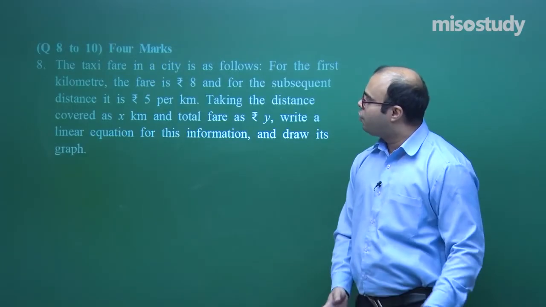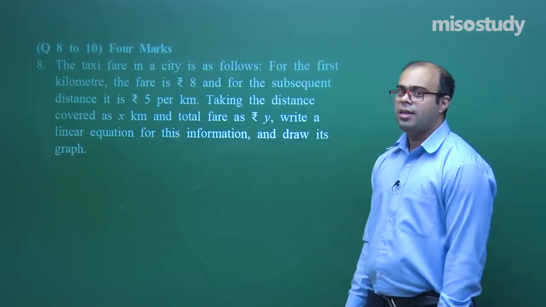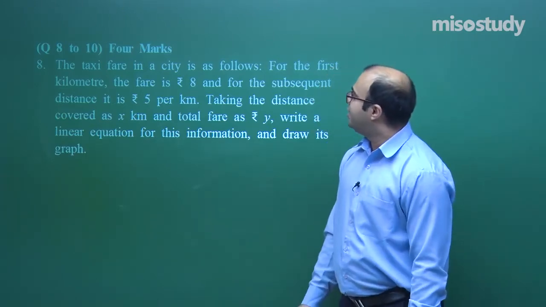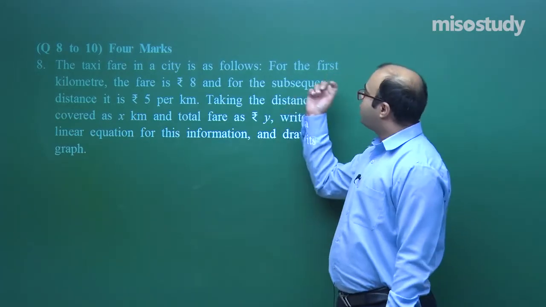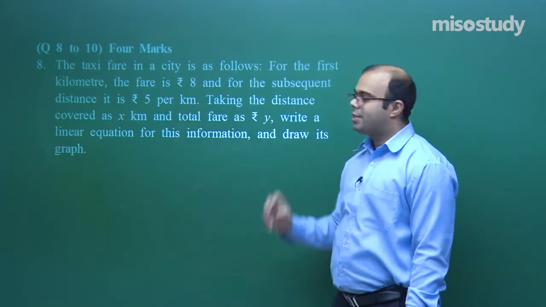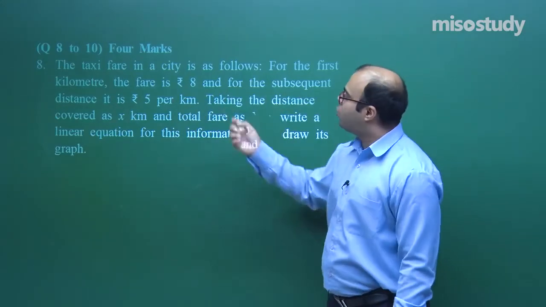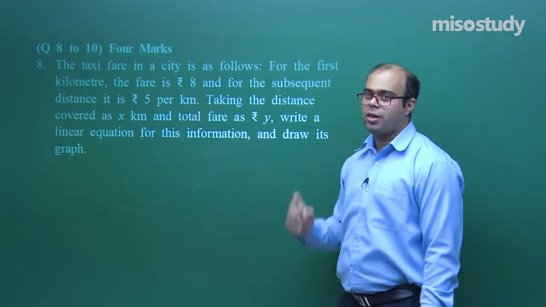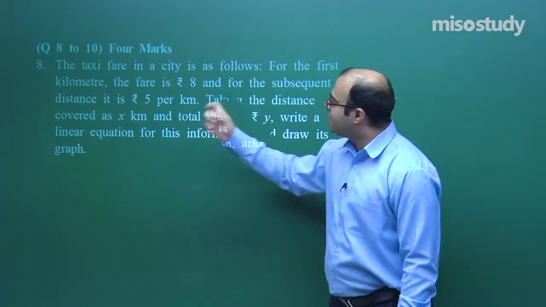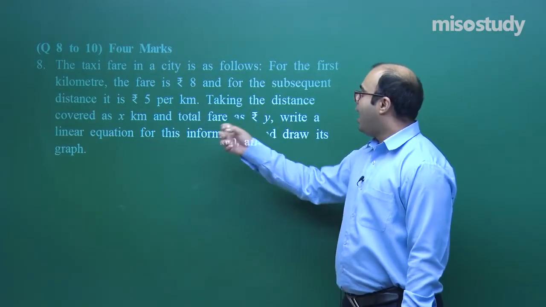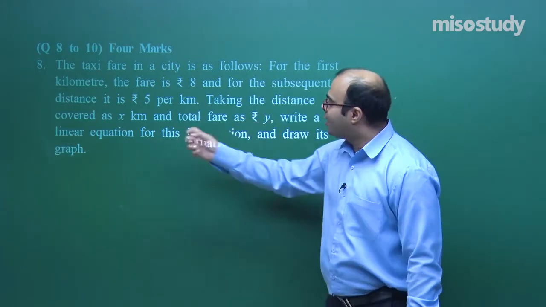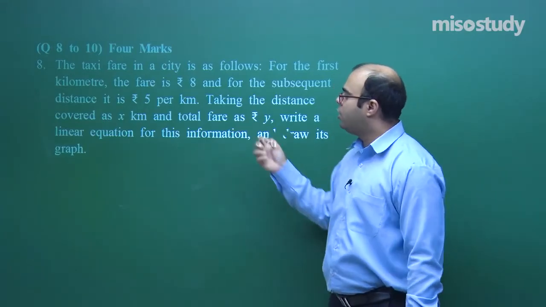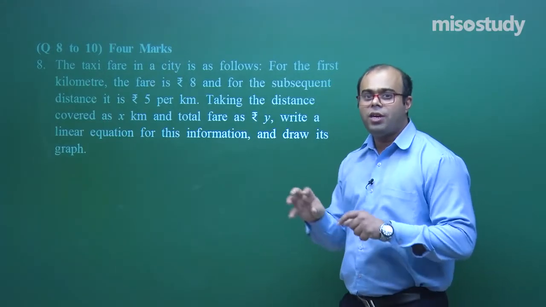Next question is of 4 marks, question number 8. The taxi fare in a city is as follows. For the first kilometer the fare is rupees 8 and for the subsequent distance it is rupees 5 per kilometer. Taking the distance covered as x kilometer and total fare as y, write a linear equation for this information and draw its graph. So, it is a word problem.